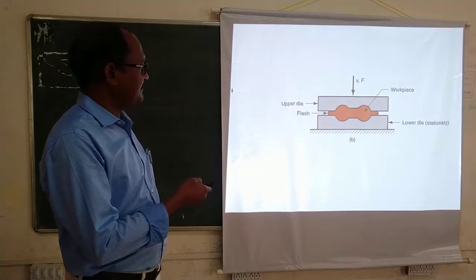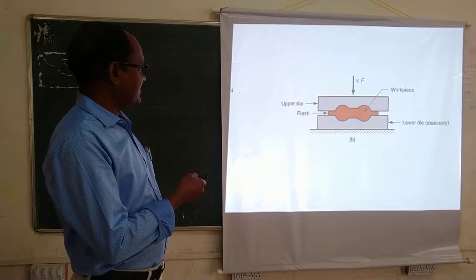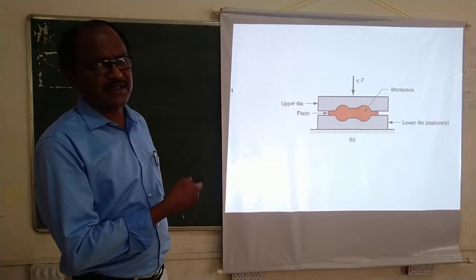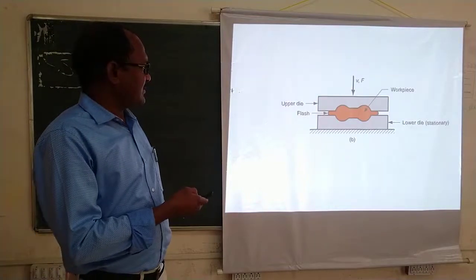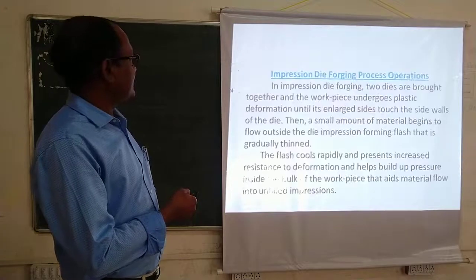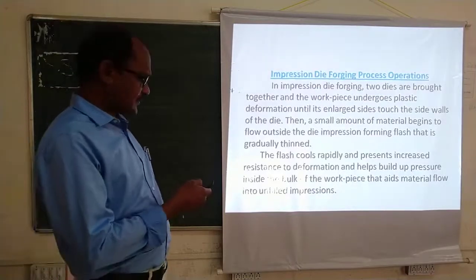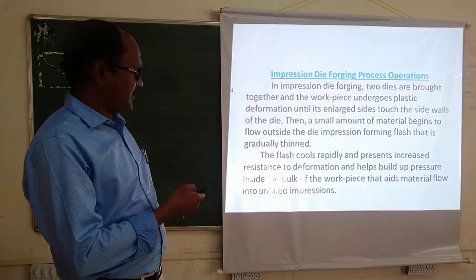If you observe this diagram, this lower die is stationary, upper die is movable, and flash is produced in this case, very thin flash, and at the last those flash are cut after manufacturing the finished product. So these are the short notes about the closed die forging operation or impression die forging operation.